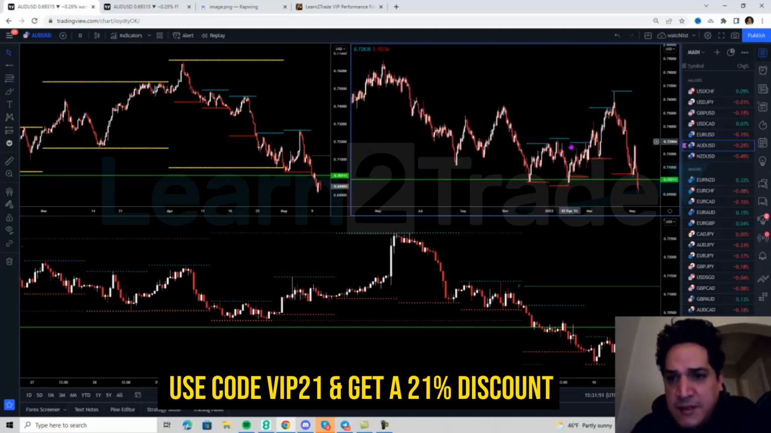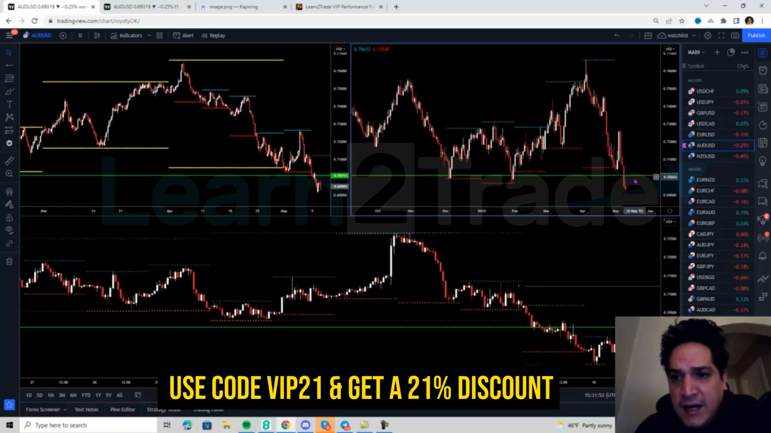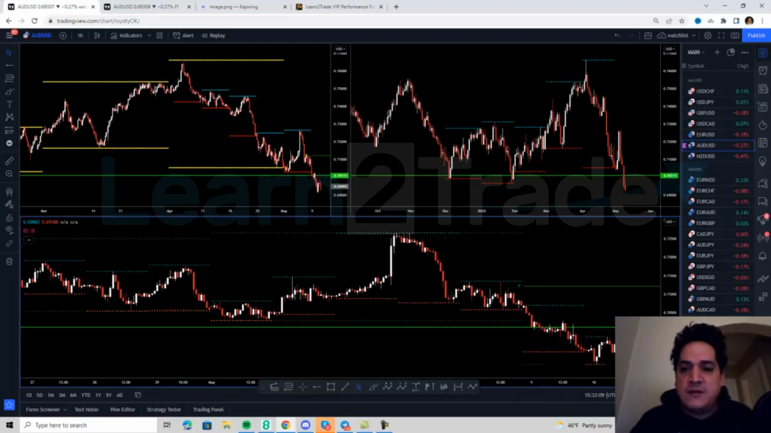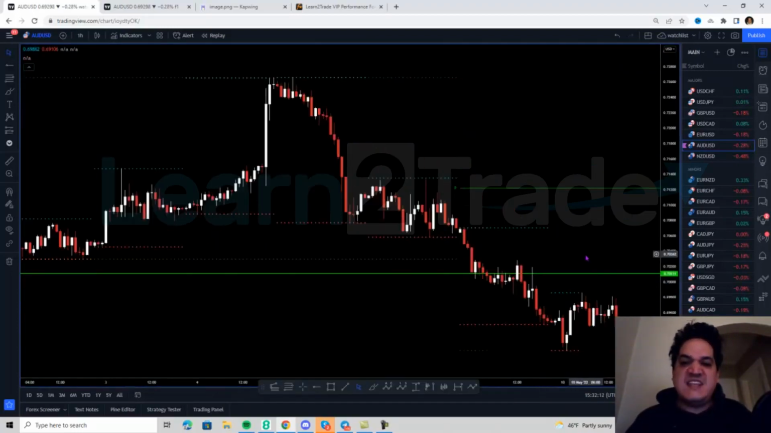But if we zoom a little bit, you notice that yesterday price broke through that zone clearly, and the daily candle closed below the previous two lows. That is extremely bearish. So that's why I'm looking for sell opportunities here.